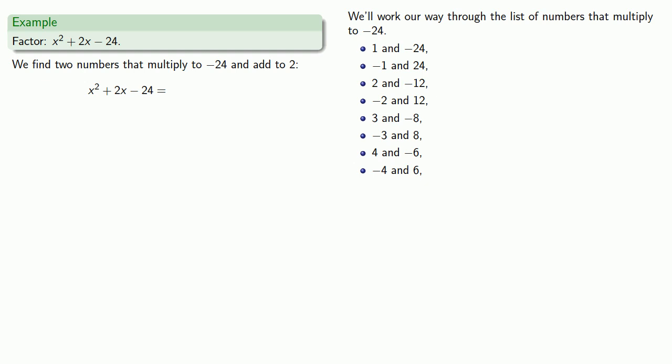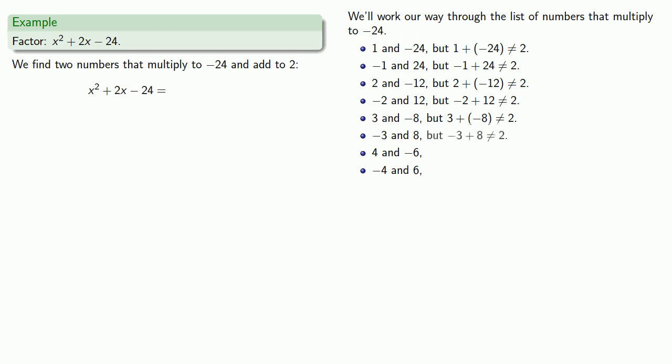And we have to check through our entire list to see if we can find a pair that adds to 2. So 1 and negative 24 don't add to 2. Negative 1 and 24 don't add to 2. 2 and negative 12 don't add to 2. Negative 2 and 12, nope. 3 and negative 8, nope. Negative 3 and 8, nope. 4 and negative 6, nope. Negative 4 and 6, no. Oh, wait, we found it. And so that says that x minus 4 and x plus 6 are our two factors.